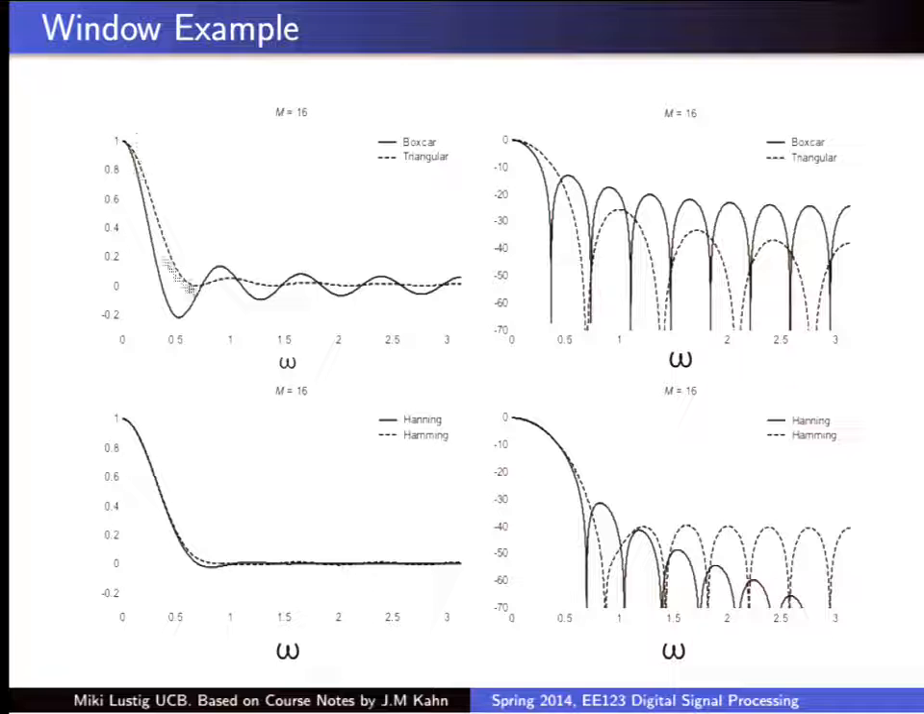The triangular window, if you look, what's the Fourier transform of a triangular window? It's the square of the Fourier transform of a boxcar. So of course things will decay faster, because whatever decayed at 1 over omega now decays at 1 over omega squared. At the same time, it widens the main lobe.